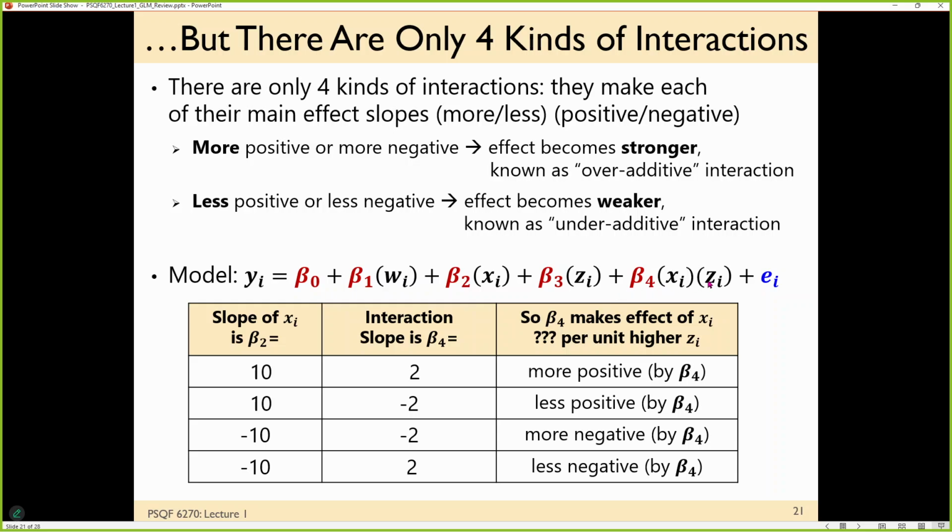Because it's very common for people to look at this and say, well, beta 4 talks about what happens when both x and z go up. No, it doesn't, because you have to factor in beta 2 and 3 as part of that answer. Beta 4 doesn't do that all by itself. That only works in 2x2 designs, where you're turning things on and off. So beta 4 changes the slope of x, it changes the slope of z. All right, questions?